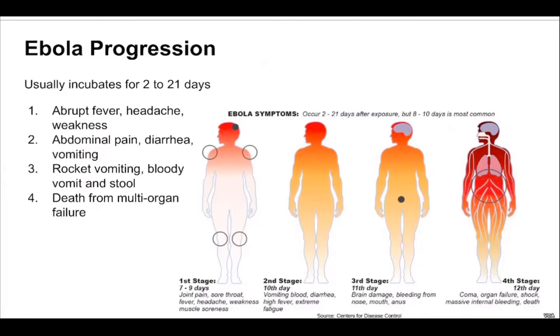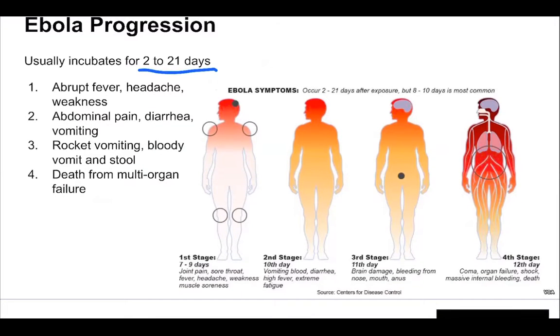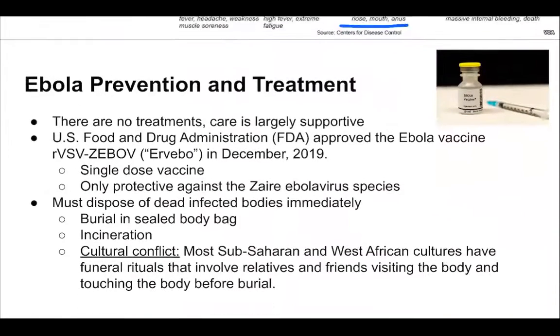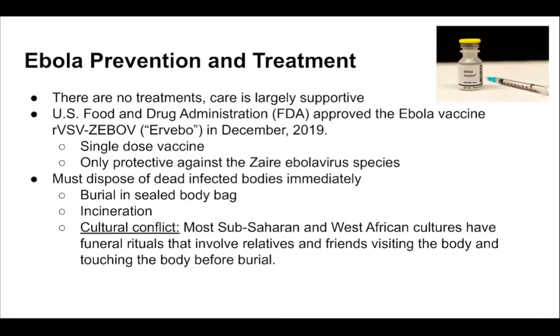The progression: it can take anywhere from 2 to 21 days after exposure to finish incubating, and then you'll start showing the first symptoms of abrupt fever, headache, and weakness. Then it graduates into abdominal pain, diarrhea, and hemorrhagic vomiting and diarrhea. There's even bleeding from the nose, mouth, anus. Everything's just hemorrhaging on the inside. The cause of death is usually multi-organ failure, because you're losing the lining and blood pressure is dropping. Not a pleasant experience.